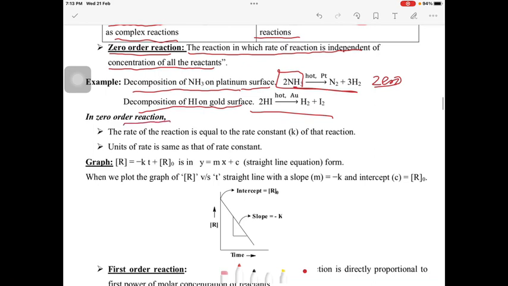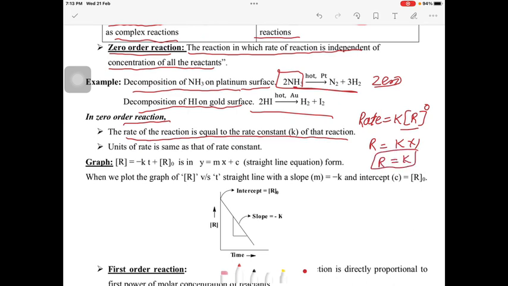In a zero order reaction, the rate of reaction is equal to the rate constant of the reaction. Why? Because rate is equal to k into [R] to the power of 0. [R] to the power of 0 is 1. Then rate is equal to k into 1, so rate is equal to k. Units of rate are the same as that of the rate constant.